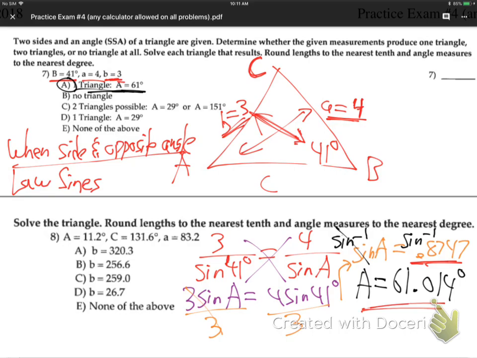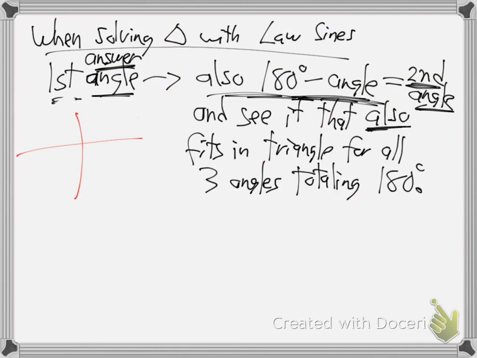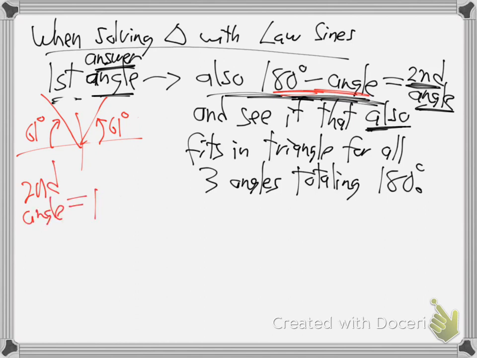In the second quadrant, what angle did we get here? 61 degrees. 61 degrees is first quadrant. There's also a 61 degree reference angle in the second. So how do you find that? It's 180 minus it, because it's the second quadrant, same reference angle. So the second angle, you've always got to find the second angle, is 180 minus 61, which would be 119 degrees.